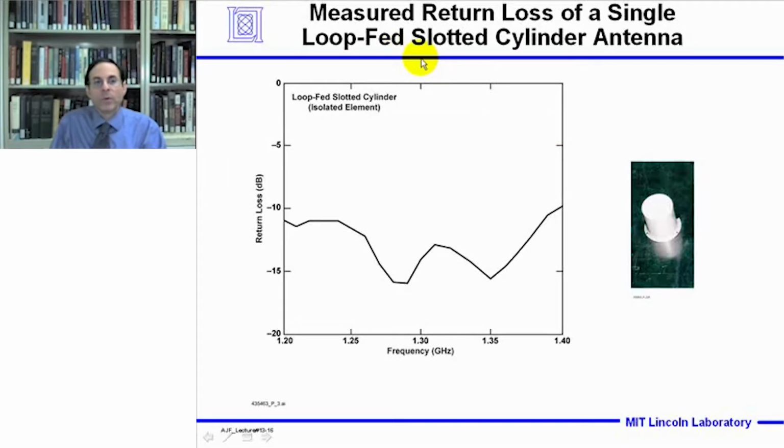Here's the measured return loss of a single loop-fed slotted cylinder antenna on the 1.22 meter ground plane. And the return loss from 1.2 to 1.4 gigahertz is below about 10 dB across the band. So the antenna has a good return loss, a good impedance match.